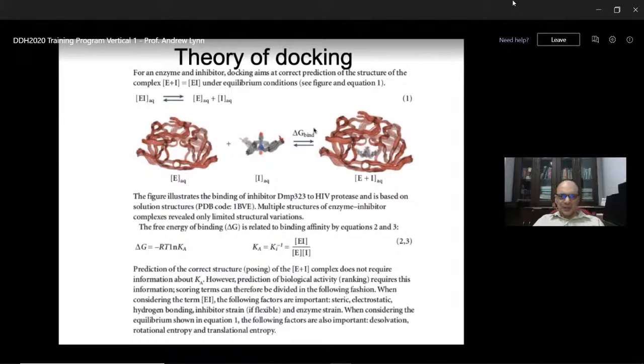Now, when you're considering an additional factor involving equilibrium, you have the following factors also: desolvation, rotational entropy, and translational entropy. Now, the reason I'm putting this in is that early docking methods did not deal with the desolvation, rotational entropy, and translational entropy. And the question is, does it improve results or does it not improve results? Because these are costly methods computationally to think of. Okay, now let's just get back to docking.